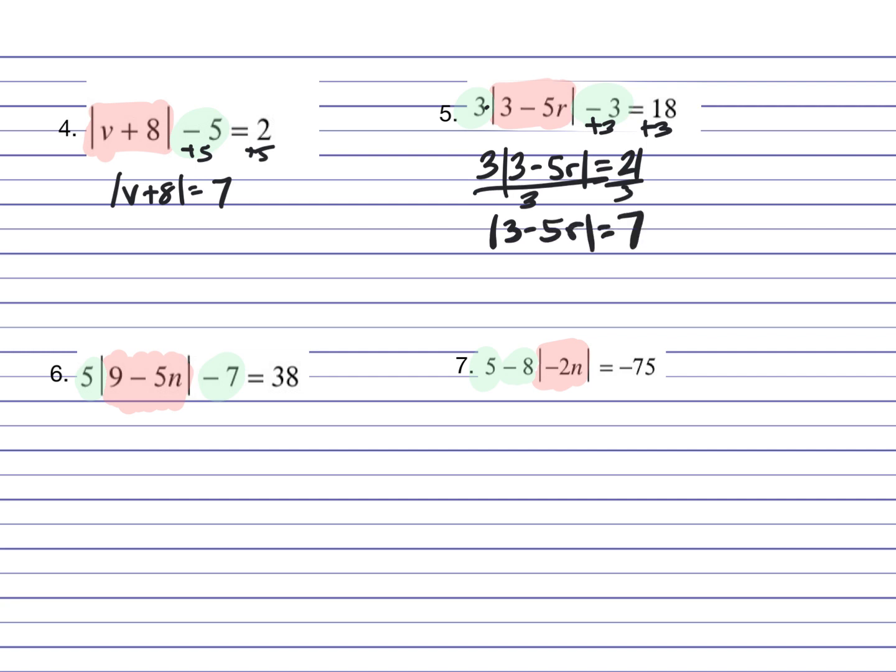Now the absolute value is alone. So number 6, I'm going to add 7 first. 5 times the absolute value of 9 minus 5n equals 45. I'm going to divide by 5.